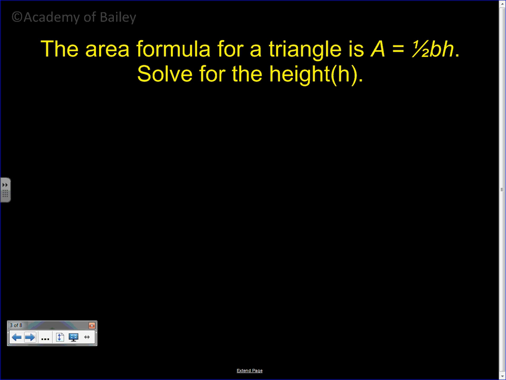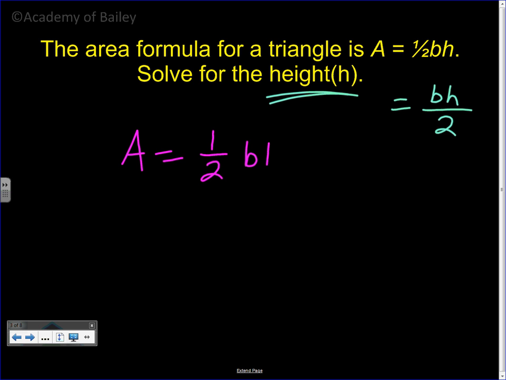In this example, the area formula for a triangle is A is equal to 1/2 base times height. You could also have used the formula for a triangle, area is equal to base times height divided by 2. Those are the same formulas. Solve for the height. If you feel confident in doing this, do so. If not, pay attention. Area is equal to 1/2 base times height. Solve for the height.